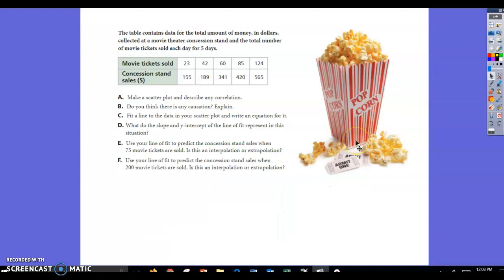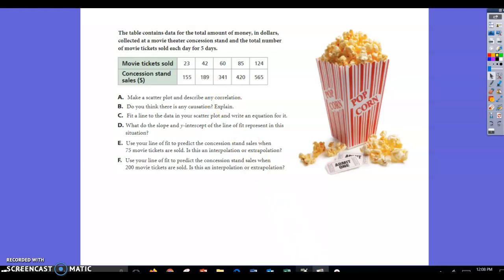All right, for this one, it says the table contains data for the total amount of money in dollars collected at a movie theater concession stand and the total number of movie tickets sold each day for 5 days. All right, so movie tickets sold on the first day, it was 23, then 42, 60, 85, and 124 tickets sold. And you can see the concession stand sales here. So it says make a scatter plot and describe any correlation.